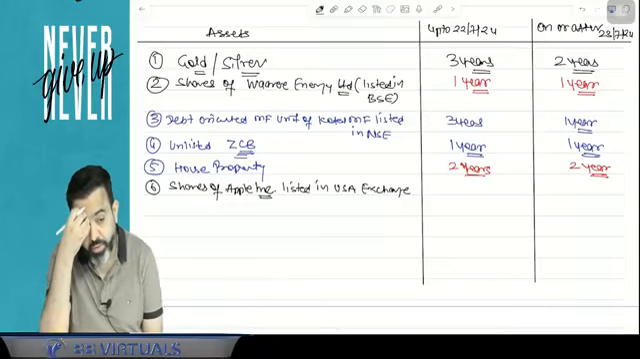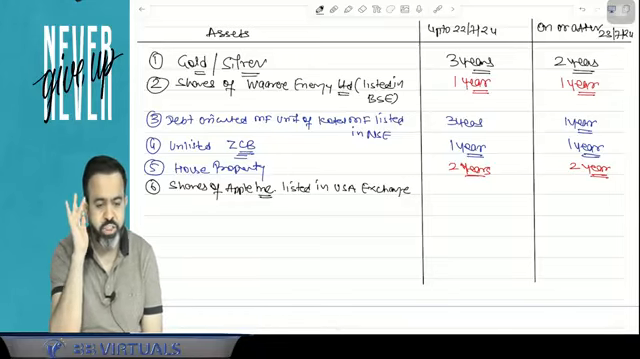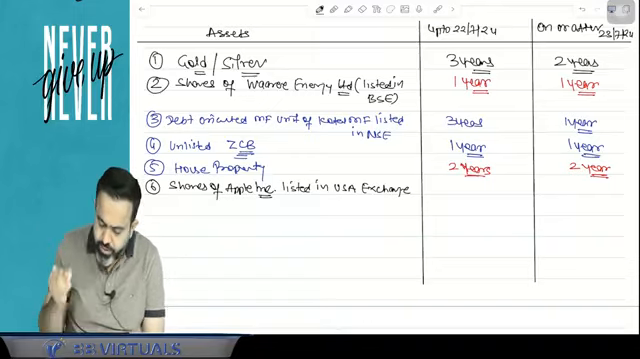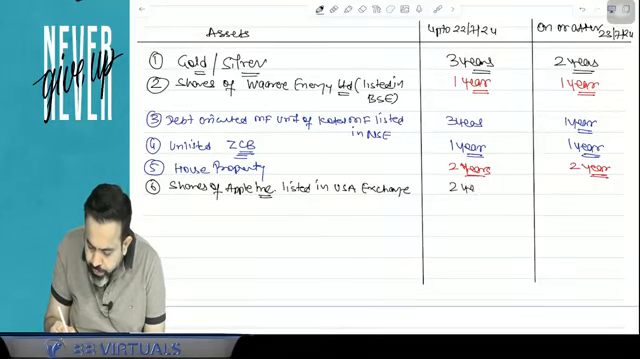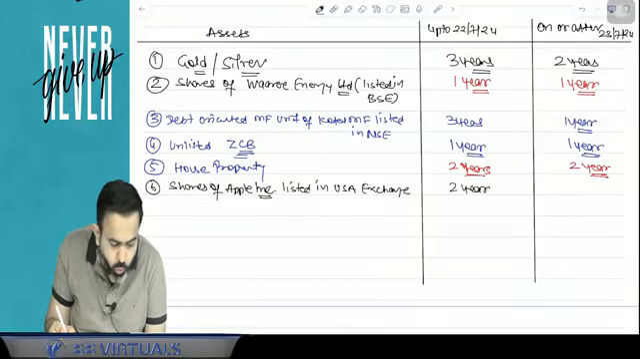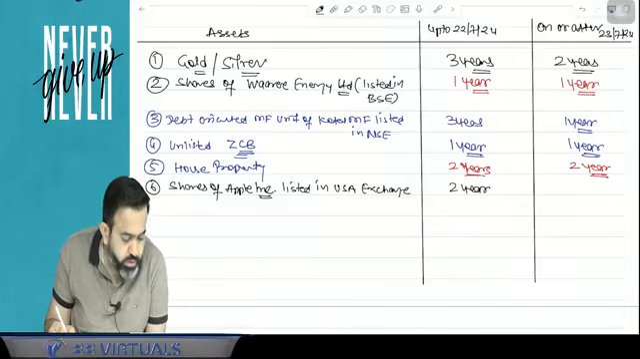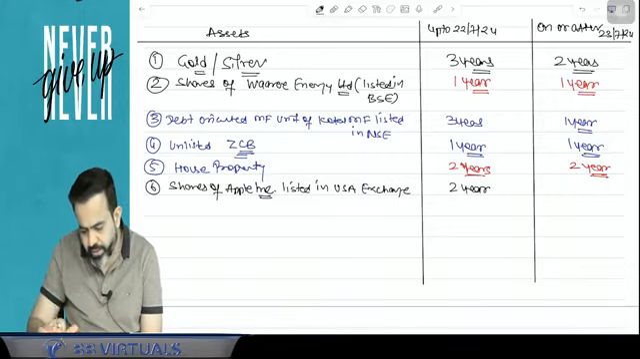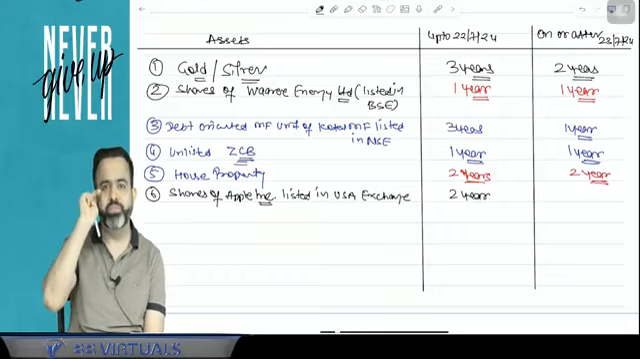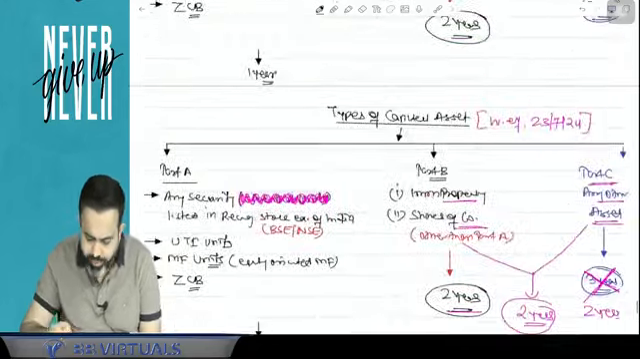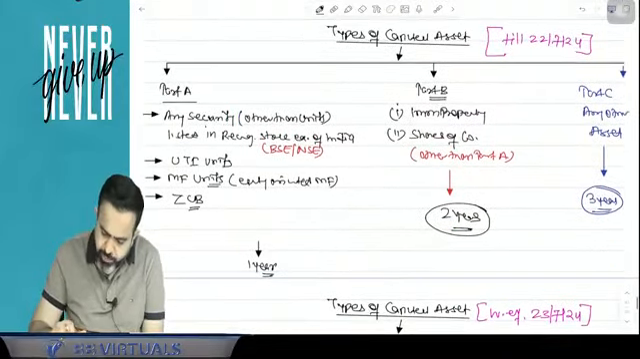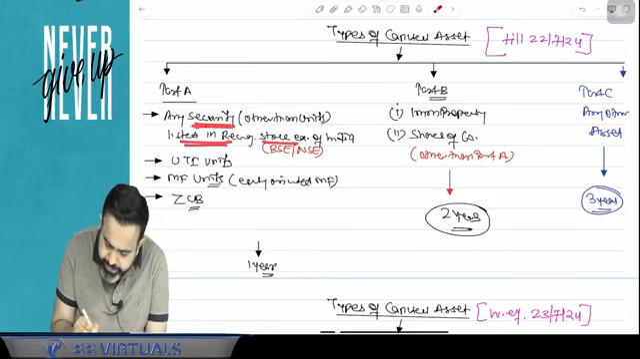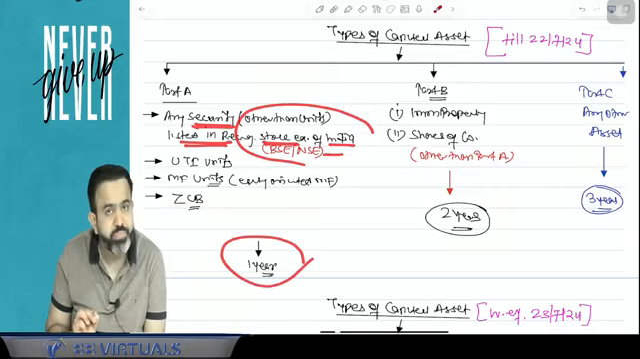How will you check? Guys, shares of Apple Inc. listed in USA stock exchange. USA stock exchange means not listed in an Indian stock exchange. So can I say that the period of holding was 2 years earlier also? Because what they have mentioned here is any security listed in a recognized stock exchange in India, then 1 year.